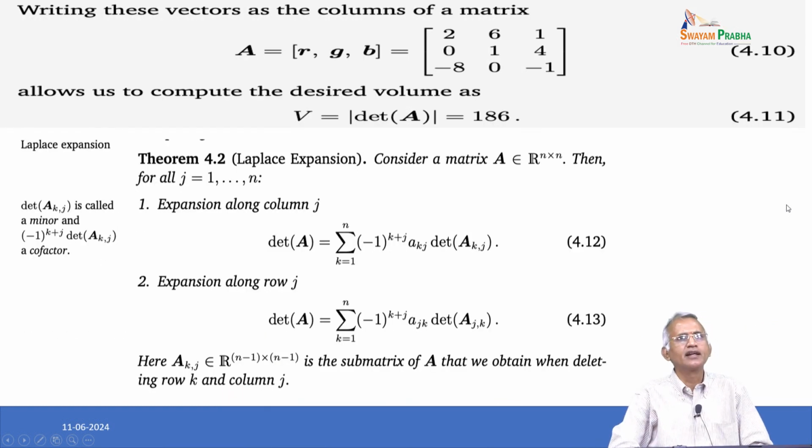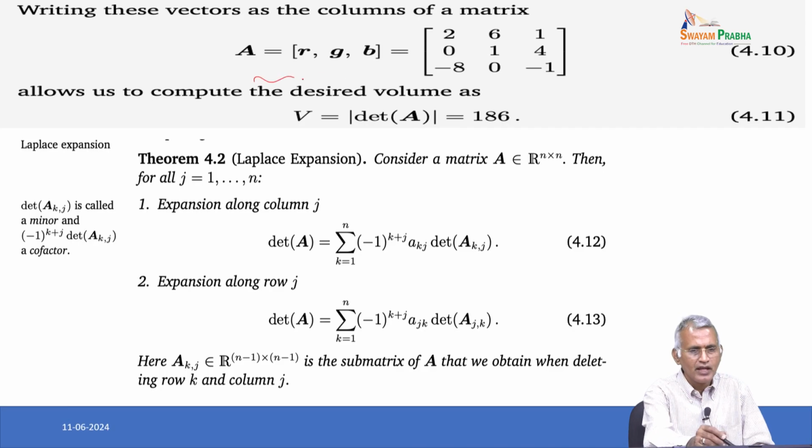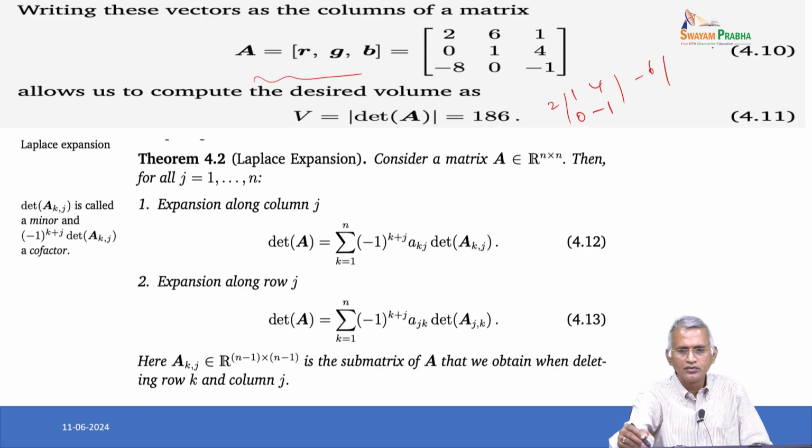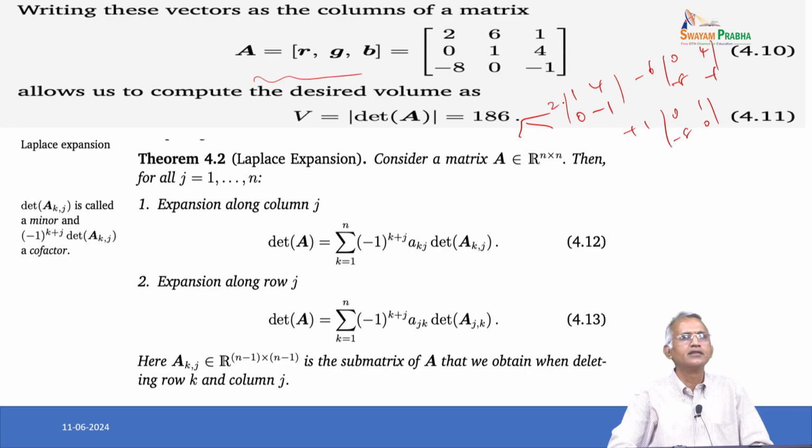So, writing these vectors as columns of the matrix, A equals [r, g, b] equals the matrix 2, 6, 1, 0, 1, 4, minus 8, 0, minus 1, and we can compute the desired volume, that is 2 times the determinant of 1, 4, 0, minus 1, minus 6 times the determinant of 0, 4, minus 8, minus 1, plus 1 times the determinant of 0, 1, minus 8, 0. So, the net value is 186, that is the value of the determinant.